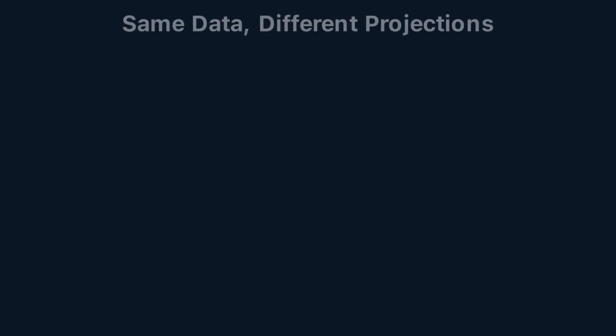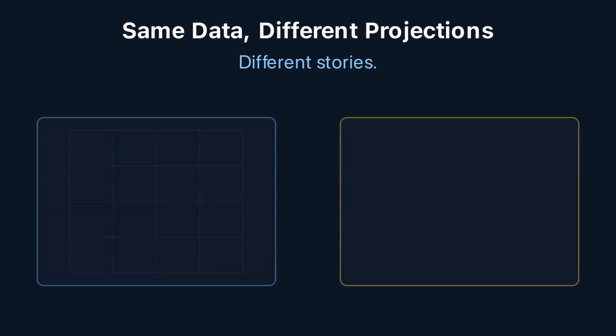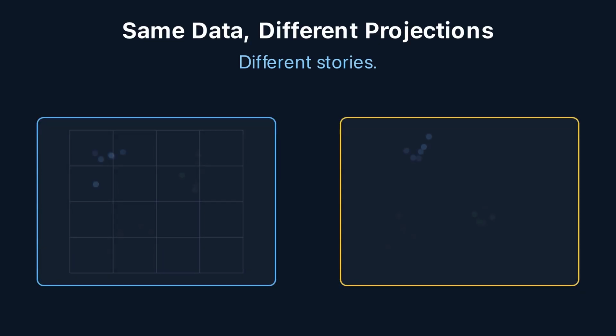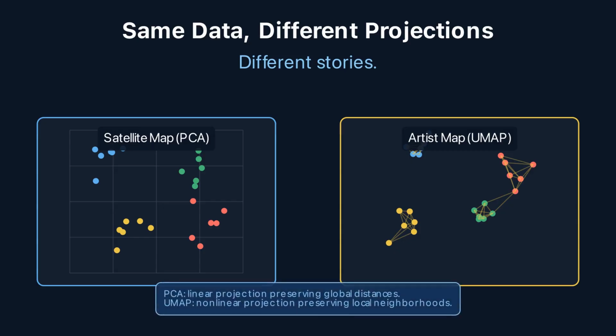Two maps of the same country hang on the wall. The first is a satellite photo projected flat, every mountain, river, and city in its measured position. The second is an artist's sketch. Rivers bend in impossible ways, oceans shrink, but every city sits next to its true neighbours. Same data, different projections, different stories.